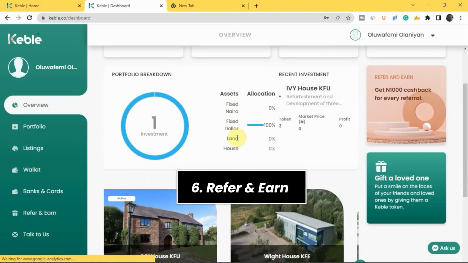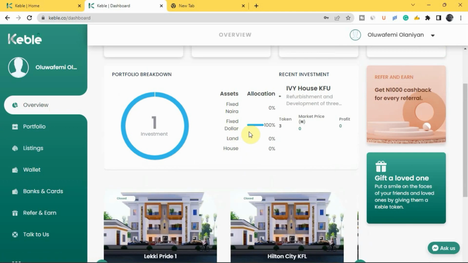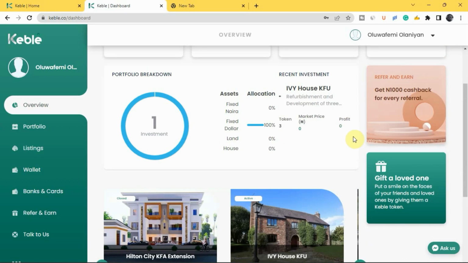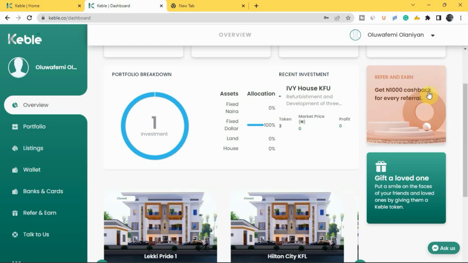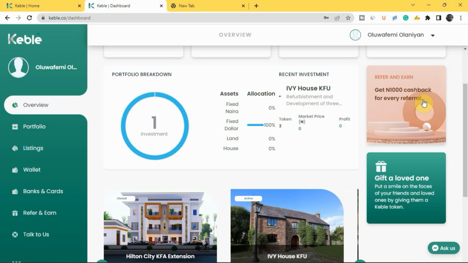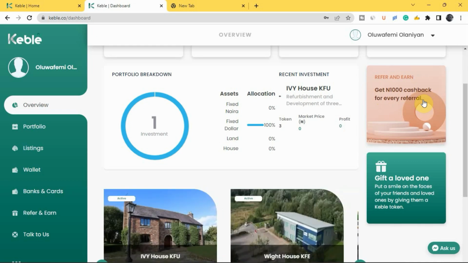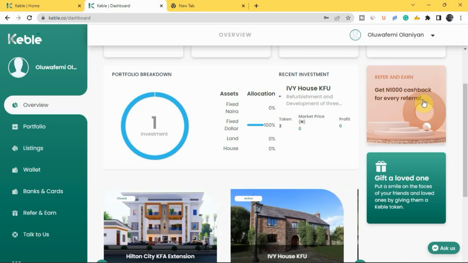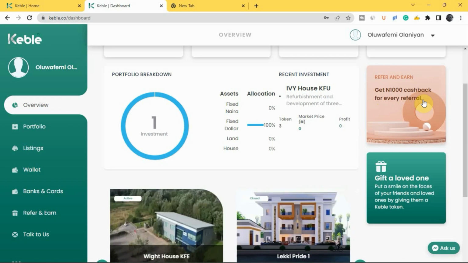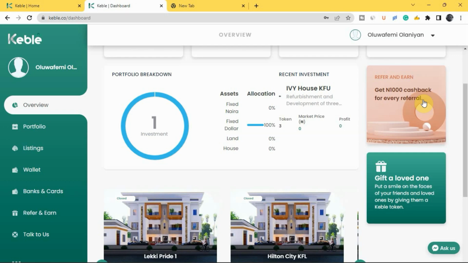Number 6 is the refer and earn feature on the app. Now on the app, you can refer your friends to Keble to make money. If you come to the right side of the screen right here, you see where you have get 1,000 naira cashback for every referral. This means that you're going to be getting 1,000 naira for every person you refer to the Keble platform. So if you are referring 5 of your friends to Keble, you'll be getting 5,000 naira. If you are referring like 10 or 20, you'll be getting 10,000 naira to 20,000 naira on the Keble platform. So if you want to make extra cash for yourself, you can refer your friends to the Keble platform.